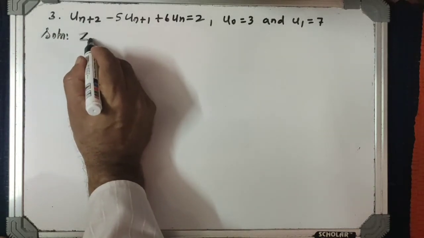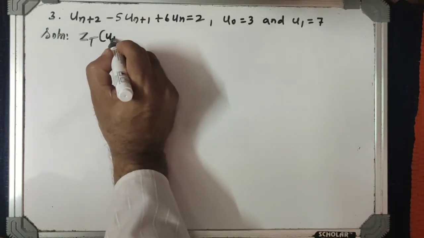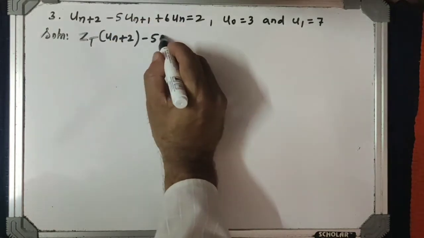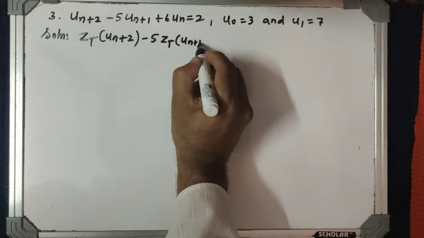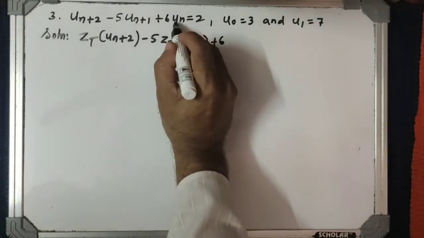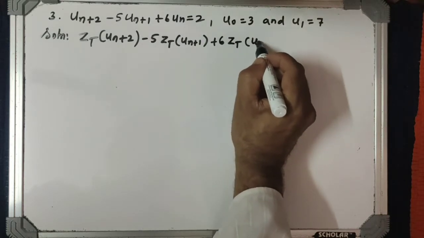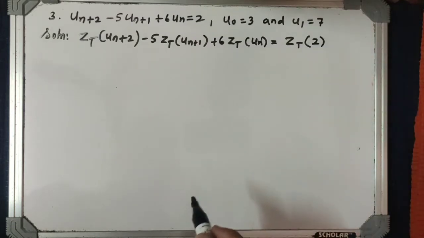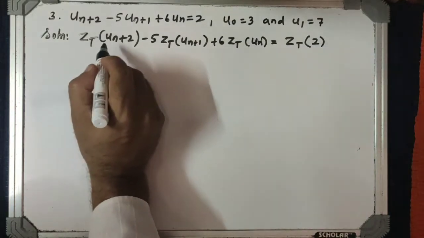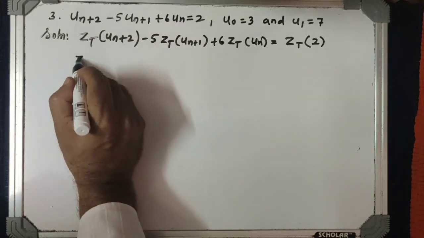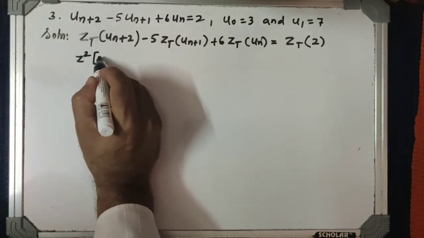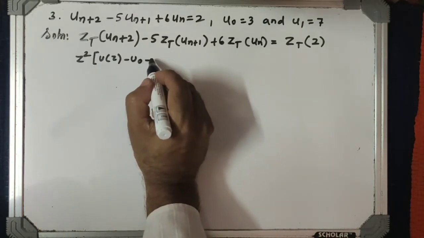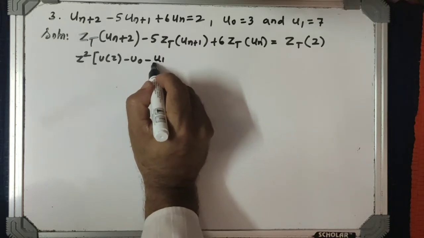Z transform of u(n+2) minus 5 times Z transform of the sequence u(n+1) plus 6 times Z transform of the sequence u(n) is equal to Z transform of the right hand side, which is Z transform of 2. So Z transform of u(n+2) is z square times U(z) minus the initial values of the sequence, u0 minus u1 divided by z.